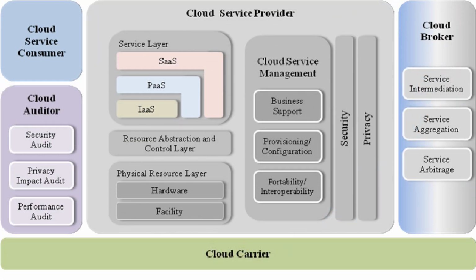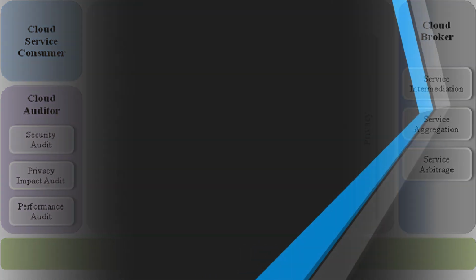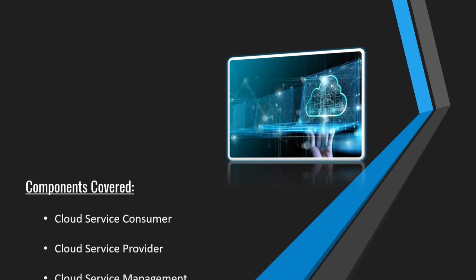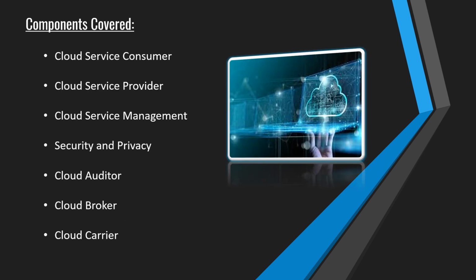So now this is the architecture. We have different components like who is the cloud service consumer, who is the cloud provider. They have their important roles in the reference model, like who is the cloud auditor, what is the role of the cloud auditor, who is the cloud broker, right? Like what is the cloud carrier. So different components, we will understand each in detail.